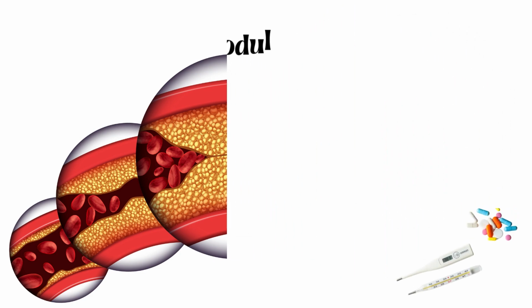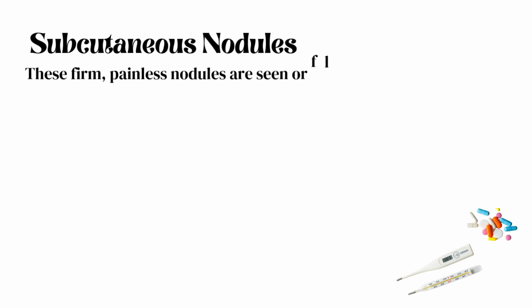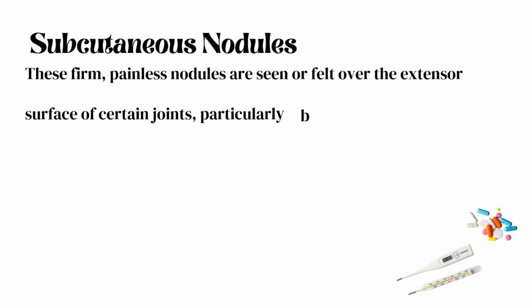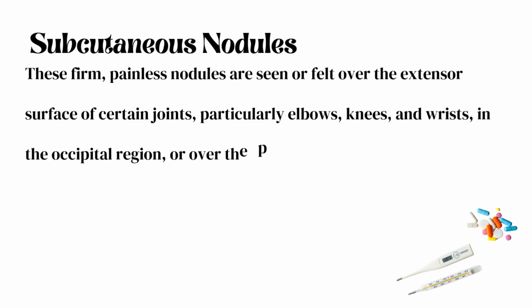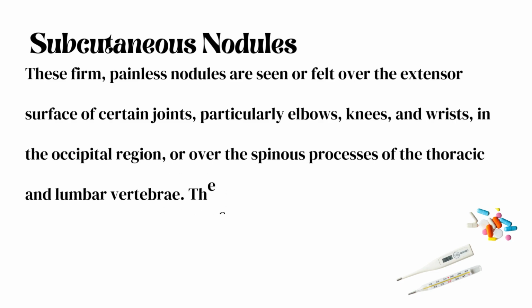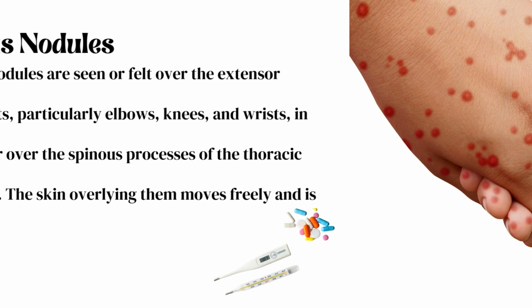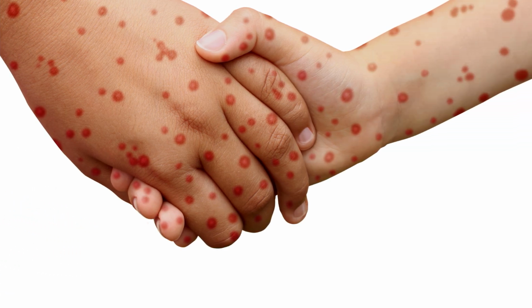Subcutaneous nodules are firm, painless, and seen and felt over the extensor surface of certain joints like elbows, knees, and wrist, in the occipital region, or over the spinous process of thoracic and lumbar vertebrae. The skin overlying them moves freely and is not inflamed.